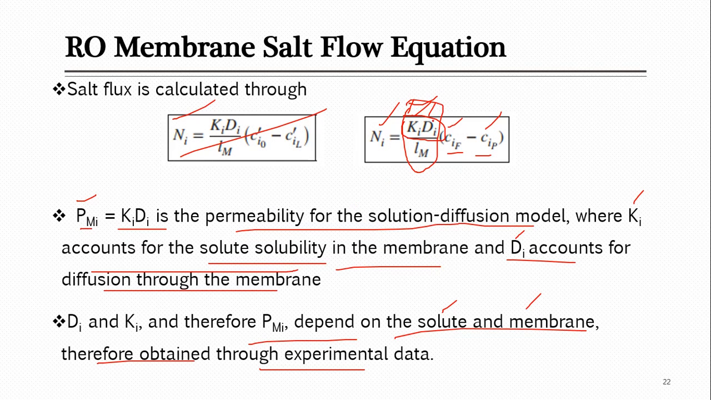Otherwise, sometimes you are directly given the permeance, which is also based on experimental data for the membrane. So in some problems you are not given the thickness, Ki and Di, and the permeance is given directly. That's fine, it is easy to use the permeance directly, multiply it with the difference of concentration, and you can get the salt flow rate.